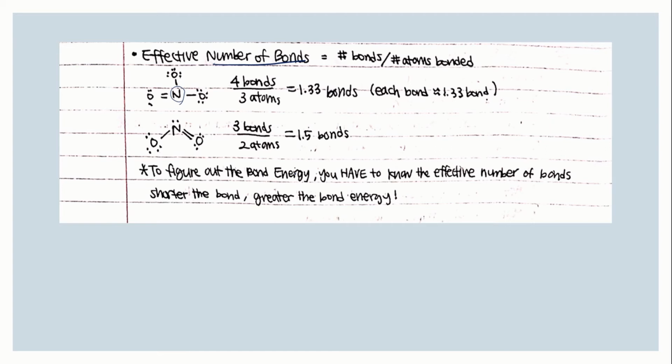And to figure out the bond energy, you have to know the effective number of bonds. The shorter the bond, the greater the bond energy. So this means that in order to compare the bond energy between 2 molecules, you will have to calculate the effective number of bonds, and then you will be able to know which molecule will have a higher bond energy. Because if the bond is shorter, the bond energy will be greater.